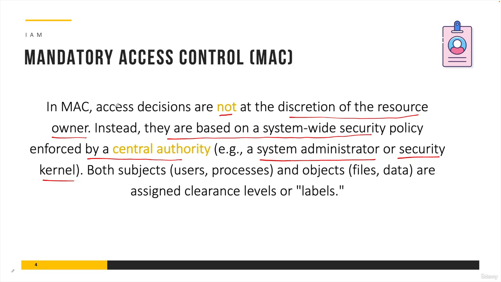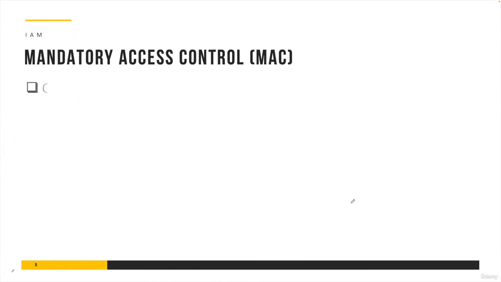And if you want to understand mandatory access control, this is the key point to understand. Both subjects, so what are subjects? People or processes that are performing the actions. And what are objects? The files or the data on which the actions are performed. Both of these are assigned clearance levels or labels. Everything in mandatory access control has a certain clearance level or label. Let me explain this in a bit more detail.